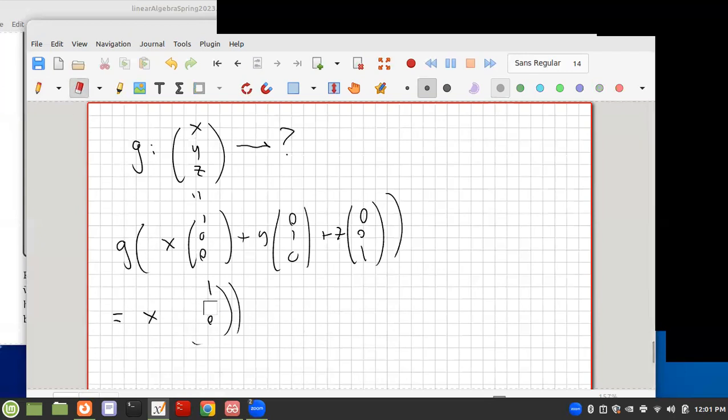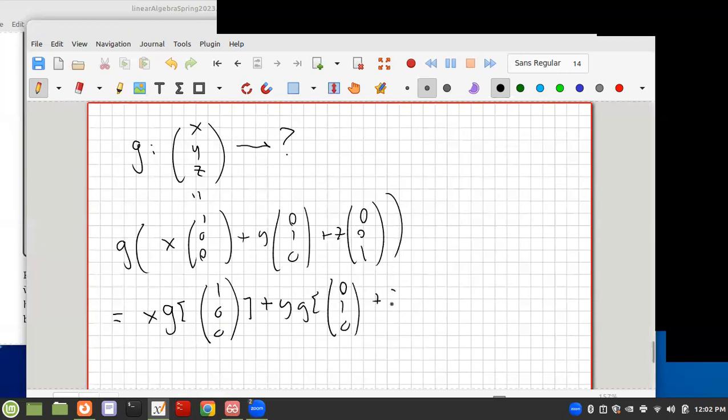Let me write this with a slightly different notation. It's going to be G, square bracket, of 1, 0, 0, just so that the parentheses don't make it hard to look at, plus Y times G of 0, 1, 0, plus Z times G of 0, 0, 1. You were saying this is due to G being linear.